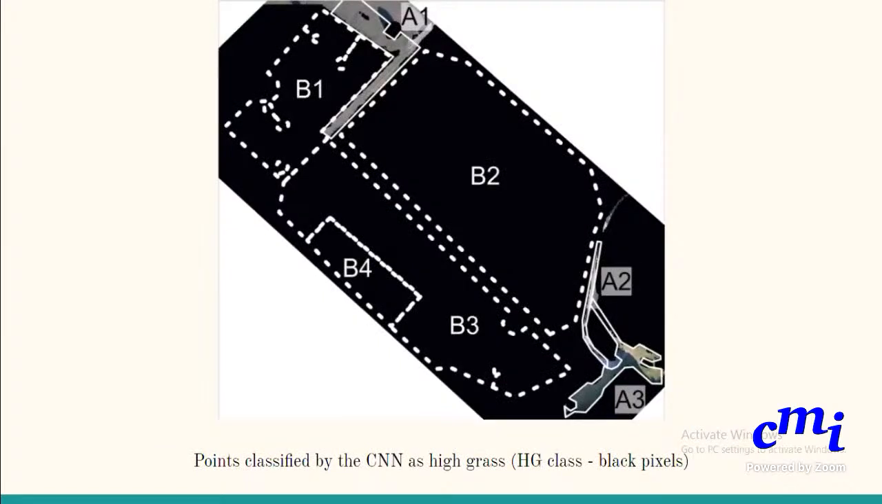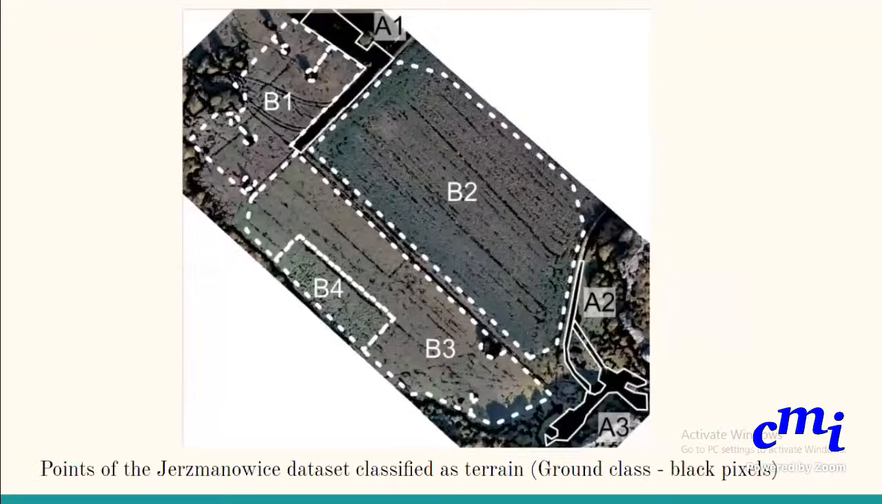So this is just an illustration. The black pixels are the high grass class, and the colored pixels are the low grass areas as classified by the CNN. Next. And contrarily, in this one the black pixels are the roads, pavements, and the low grass areas, whereas the colored ones are the high grass areas. Next.